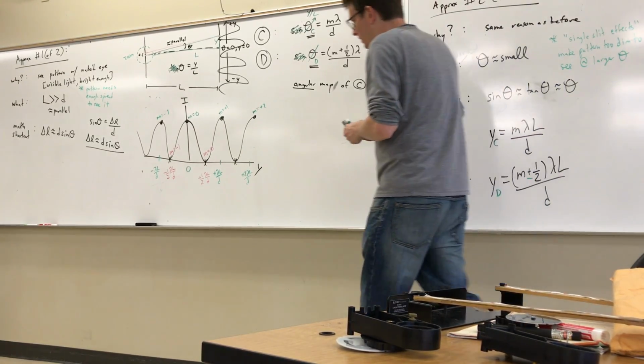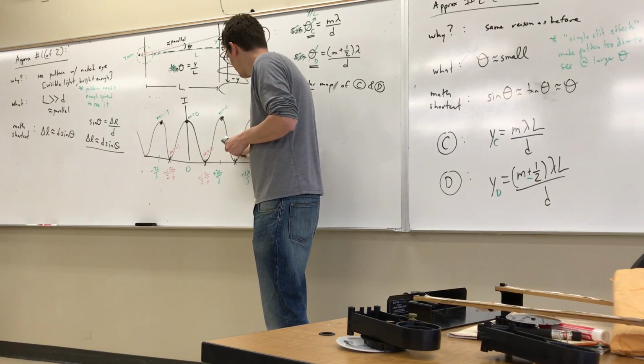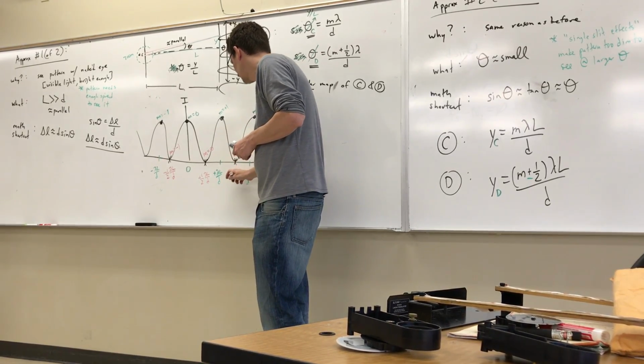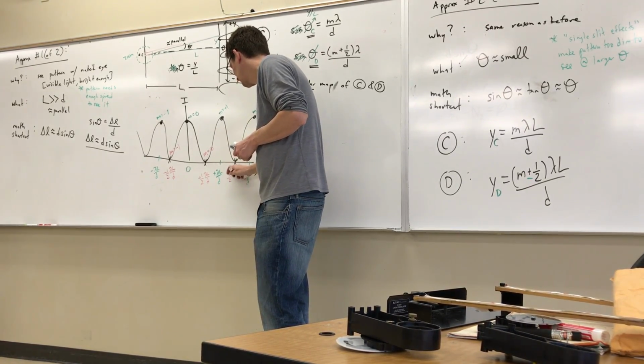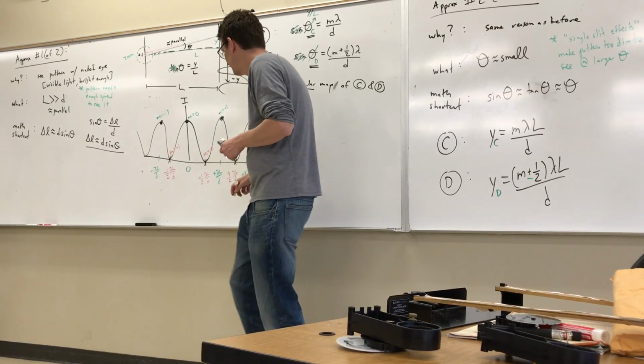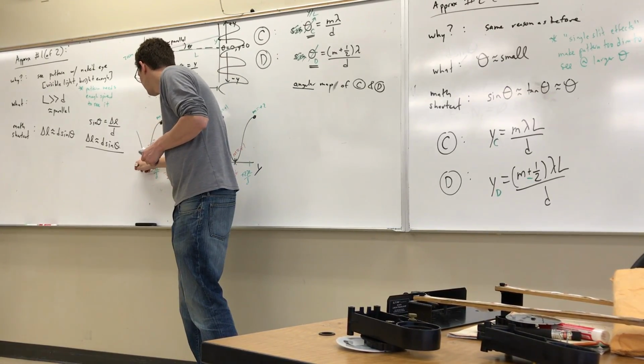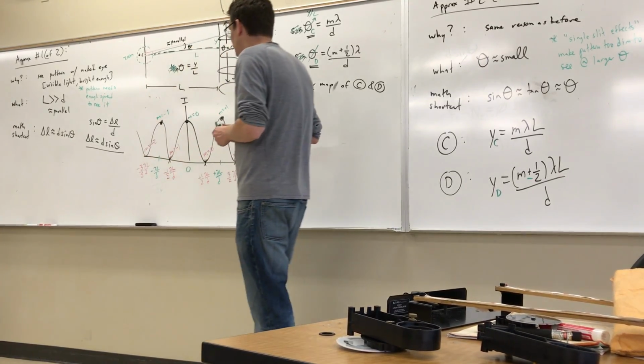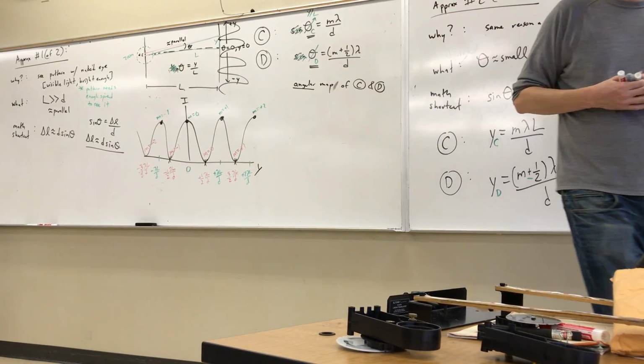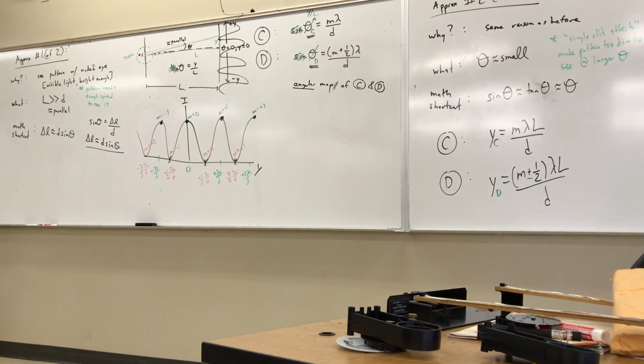And we can keep going with this. This is the M equals +1 by my cataloging system. That's 3/2 lambda L over D. And this, as you might guess, is the minus of that. Minus 3/2 lambda L over D. So there we have a full map.